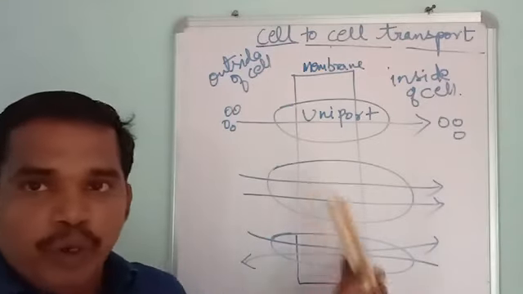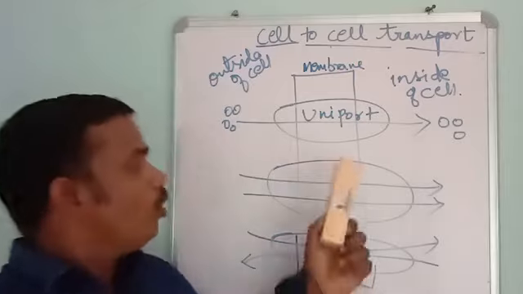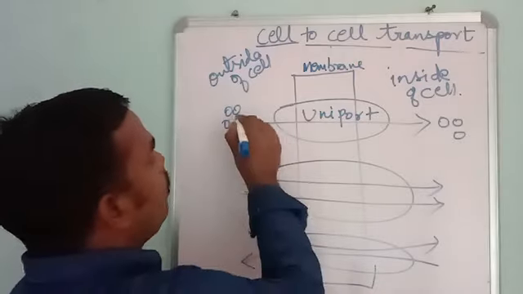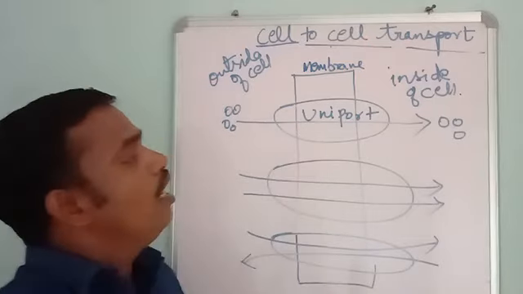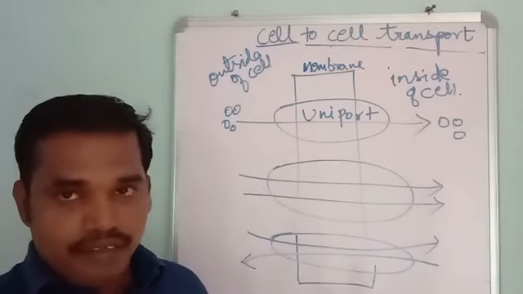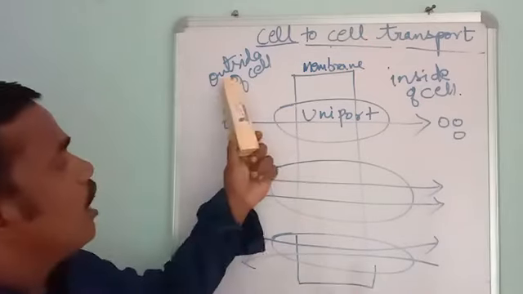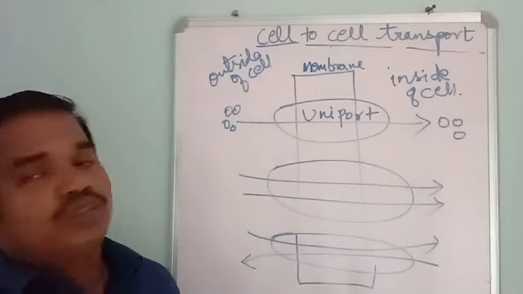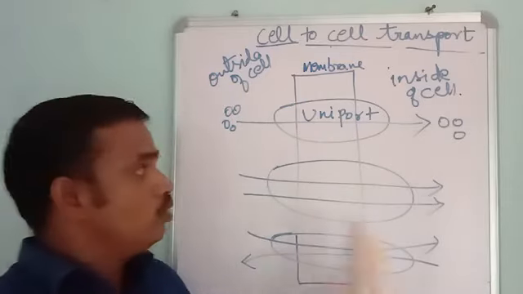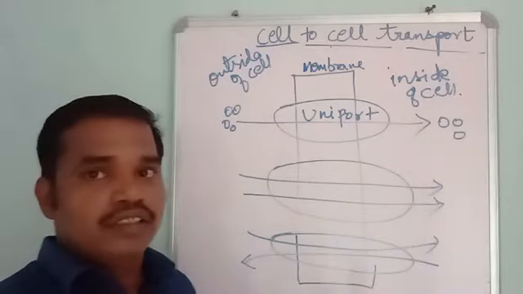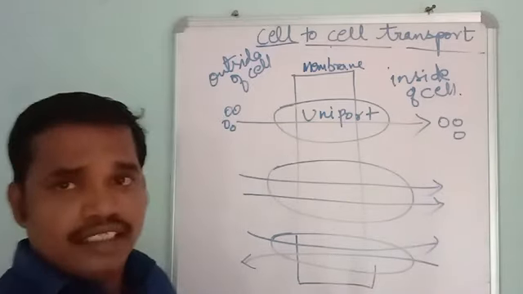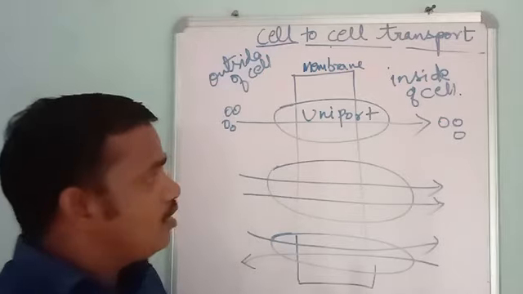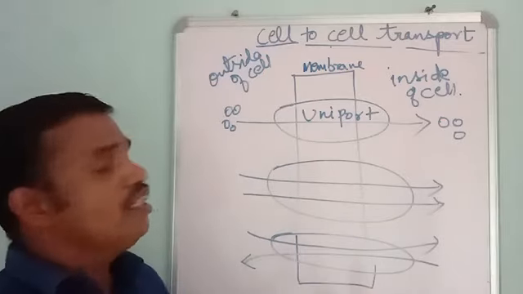In uniport, only a single type of substance moves across the cell membrane, from outside of the cell to inside of the cell. It is independent of other substances. So it is known as a uniport.